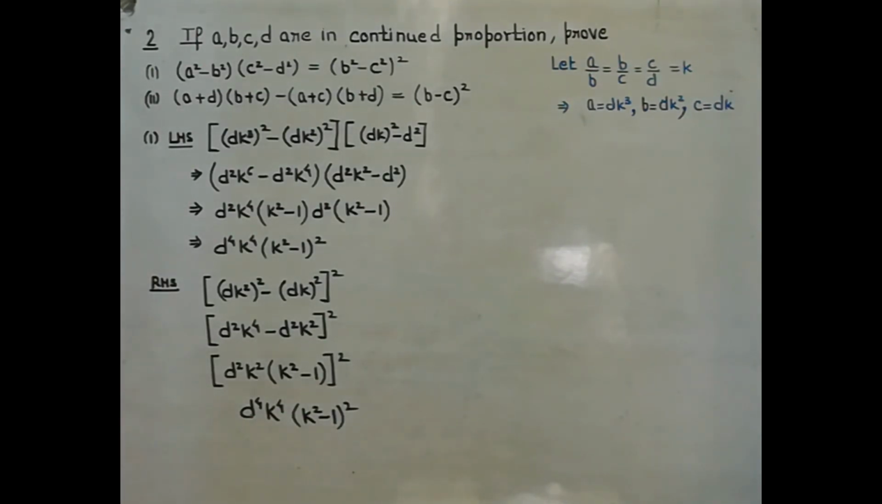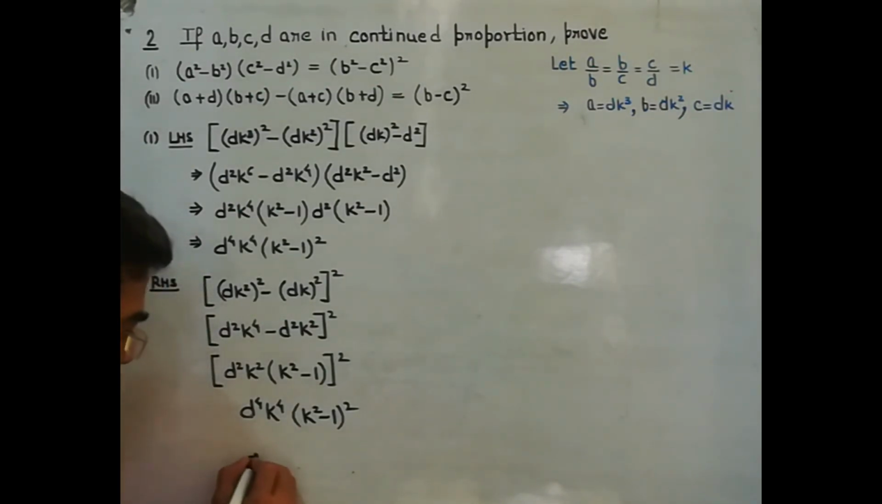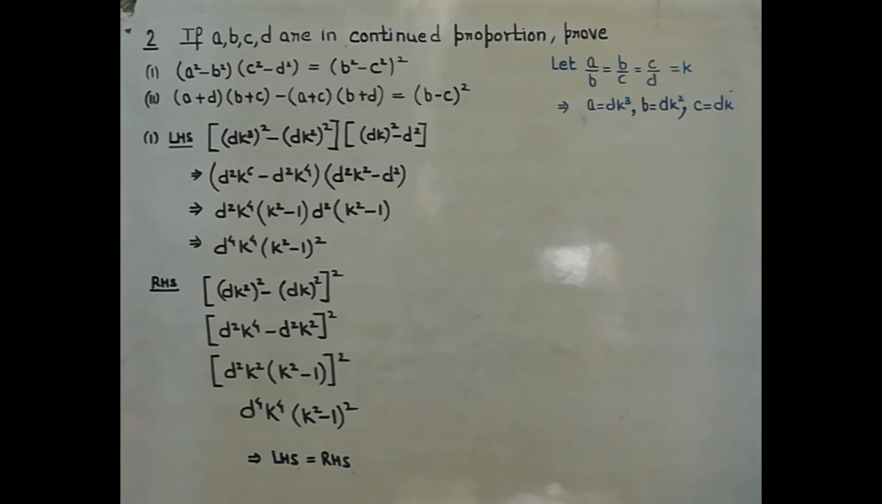So see, these three factors will be squared, so this will become d to the 4, this will become k to the 4, and this will become whole square. So whatever was your left side result, the same is the right side result. So you can say LHS is equal to RHS. Thus we have solved the first part. We were to show left hand side is equal to right hand side.